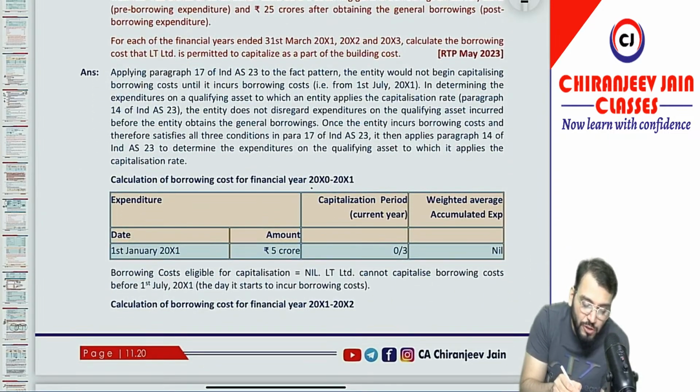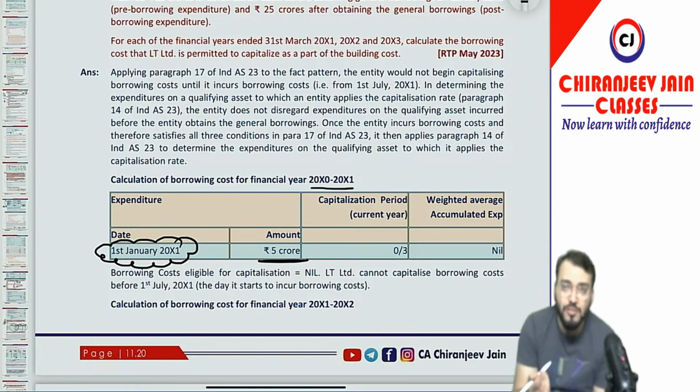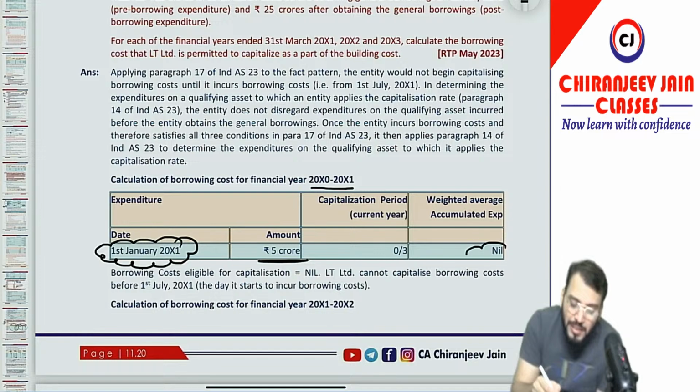Correct. So first let's see 2001. In the first year, whatever expenditure has been incurred, 5 crore, the capitalization period is 0 months, because there was no borrowing cost and therefore nothing will be capitalized.